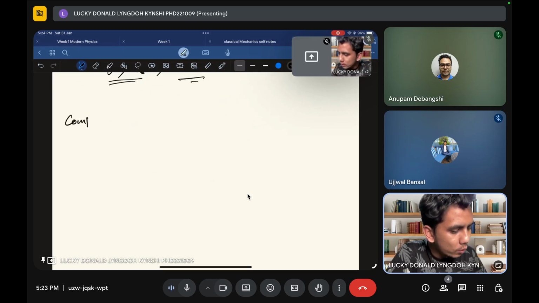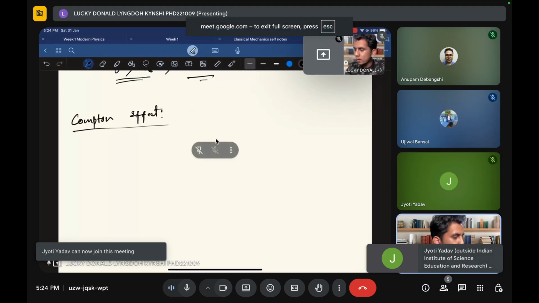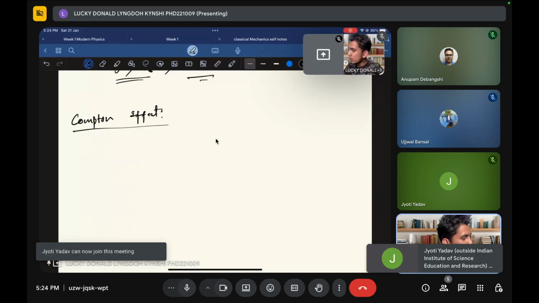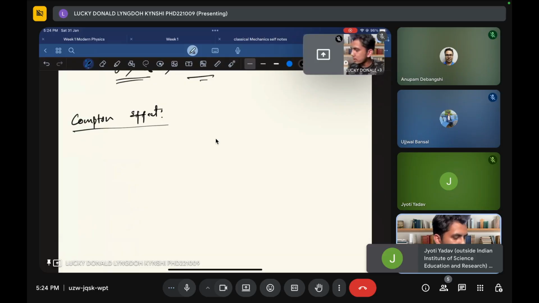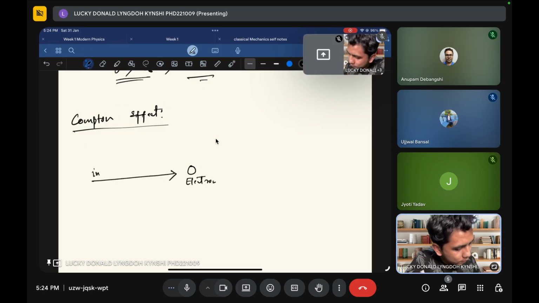Now we'll see the second problem, which is: what is the Compton effect? So now we are talking about the next case, which is this one. Let's say you have an electron, and there is an incident photon on the left.